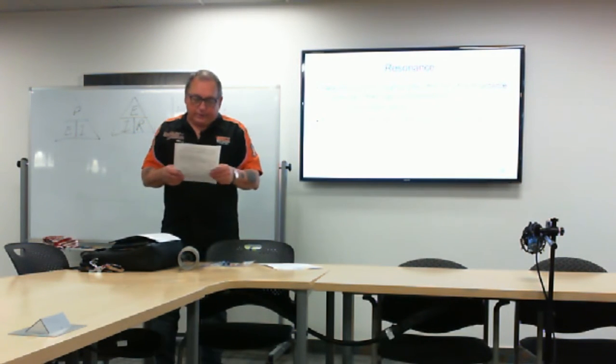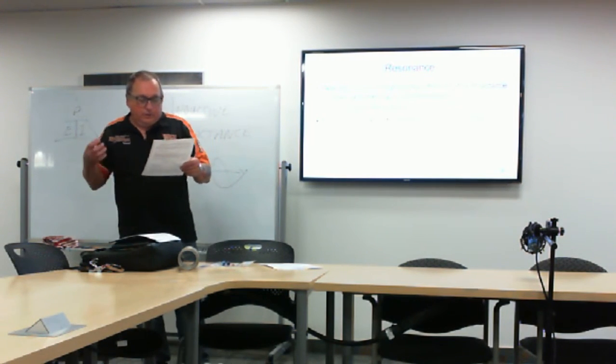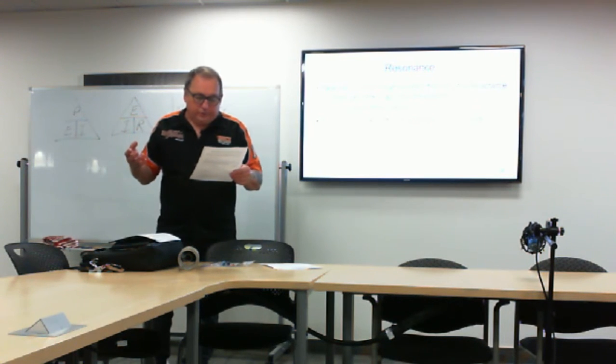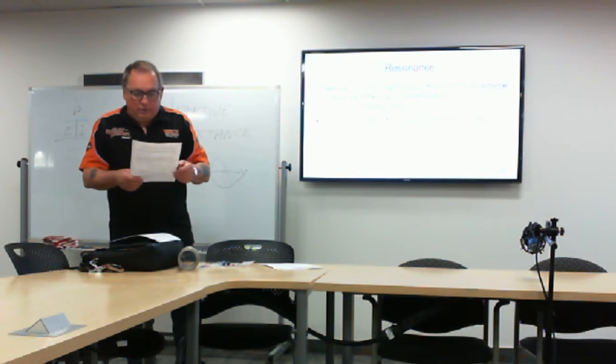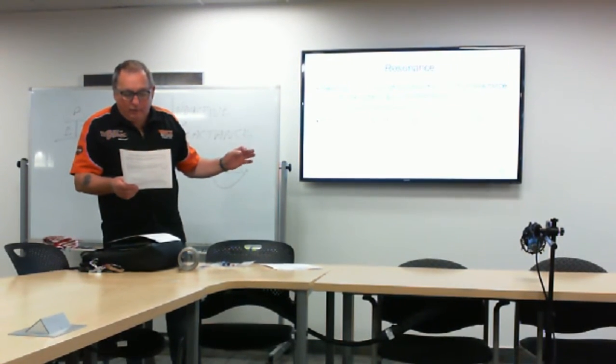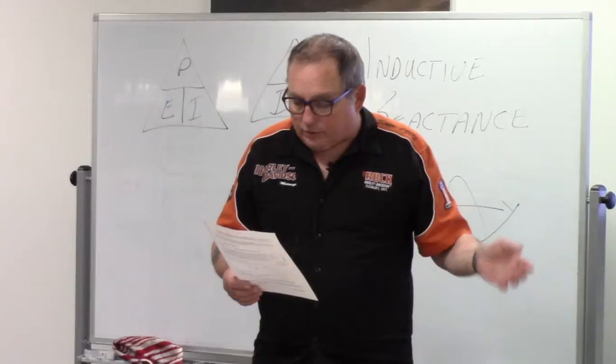Anyway, when a circuit contains both resistance and reactance, the opposition to the flow of AC in the circuit is called impedance, and it's measured in ohms. The symbol for impedance is capital letter Z. When AC flows in any circuit containing resistance and reactance, then one must assume that the circuit will have some value of impedance that is greater than simply the resistance.